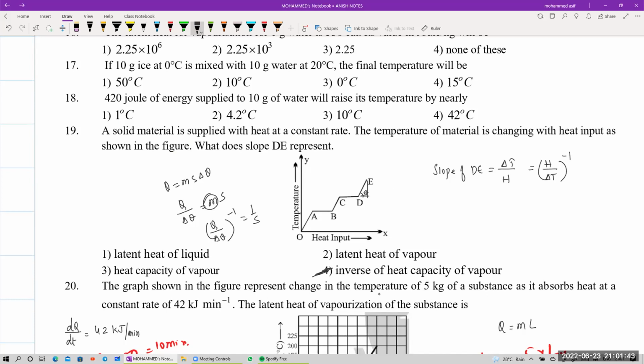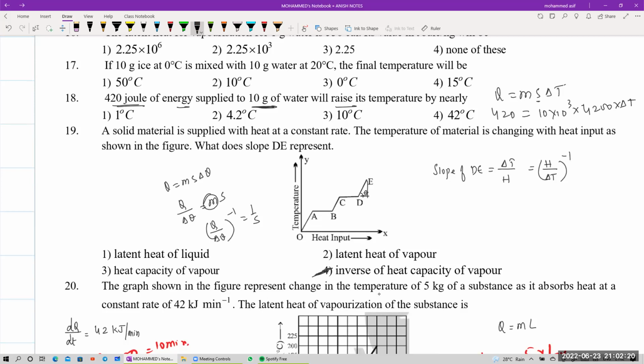Question number 18. 420 joules of energy is being supplied to 10 gram of water, will raise its temperature by nearly how much? That means I can use the relation Q is equal to m s delta T. Q value is given how much for me? 420 joules. That 420 is equal to mass, given how much? 10 grams. 10 into 10 to the power of -3 into specific heat of water, in kgs will be 4,200 into temperature delta T.